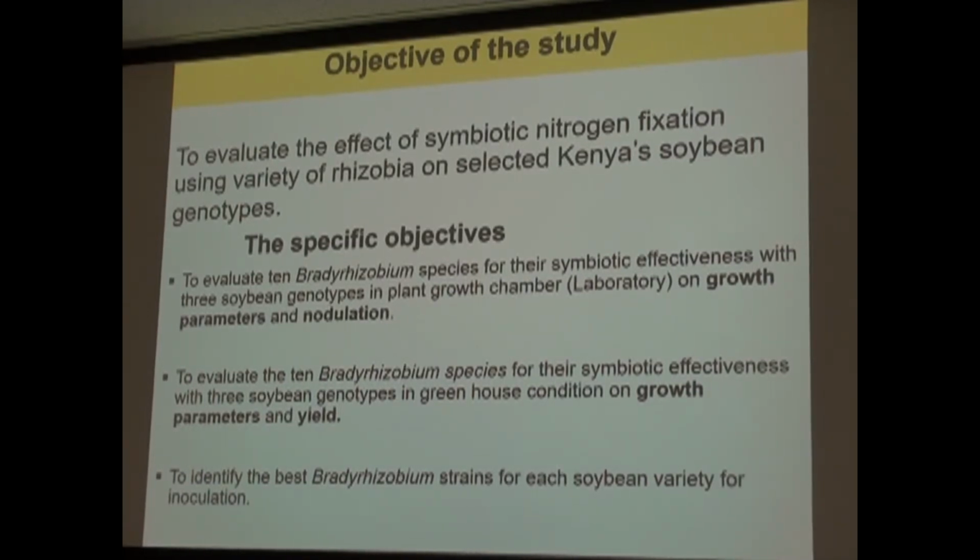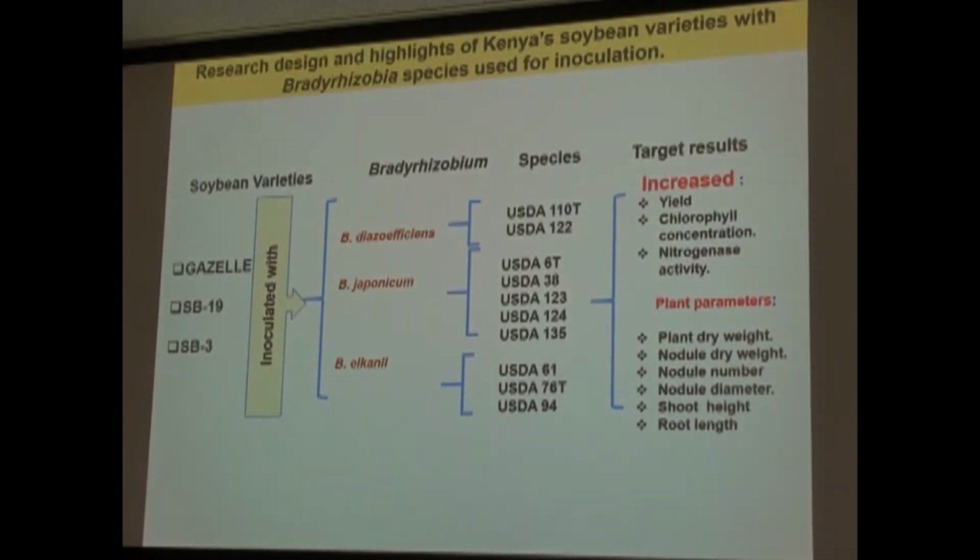Let me move to my research design. As you can see, I have the soybean varieties Gazelle, SP19 and SP3, which were inoculated with Rhizobium diazoefficiens, japonicum, and elkanii. These are the specific species for each of these rhizobia. The target was to increase yield, chlorophyll concentration, and nitrogenase activity, which shows the effect of nitrogen fixation, because those are the major indicators.